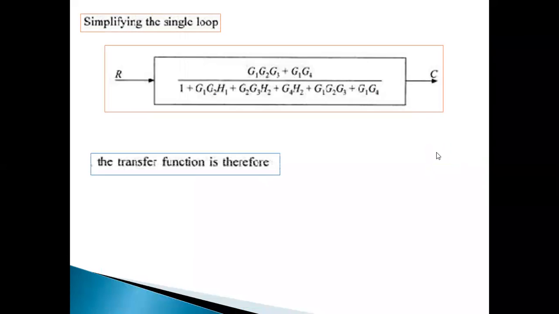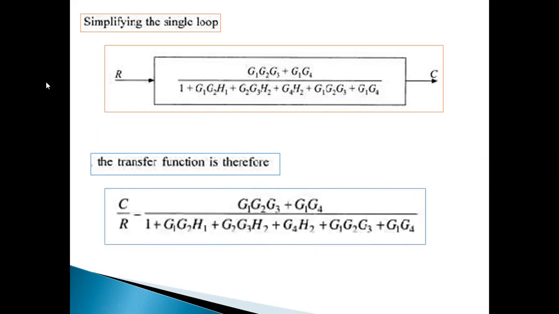Next, simplifying that loop, the single loop, that is the unity feedback loop. So again after simplification you will get this formula, these equations, or this transfer function. Now the transfer function is C/R, which is equal to output by input. So that is our final transfer function. Note down this one.